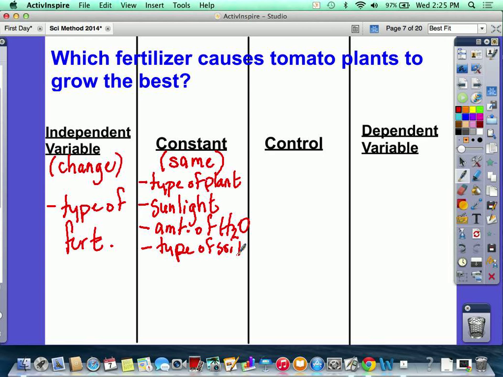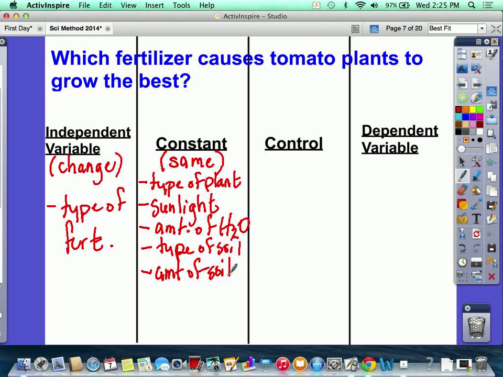Okay. Let's see. What about Meredith? How much soil? Do y'all agree with that? If you put just a little bit of soil in the pot versus a lot of soil, can that affect the plant's growth? Okay, so the amount of soil we want to keep the same. Anything else that we haven't mentioned so far?